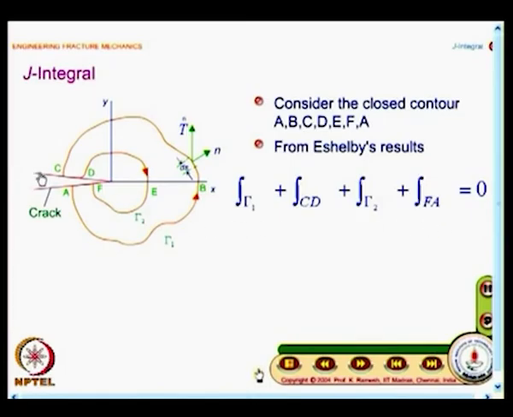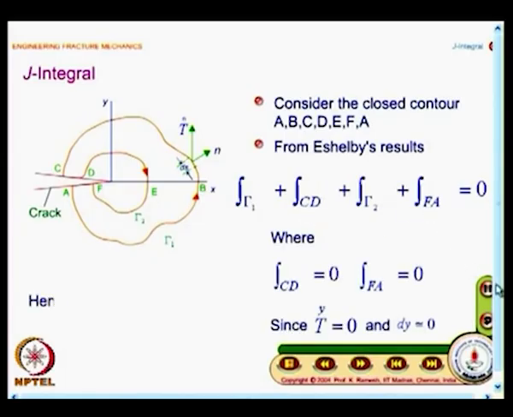For clarity, the crack is shown as a V type of shape. In reality, it is almost like a line. So, that means the dy term will be 0. And another aspect is this is a free surface. On a free surface, traction is 0. So, in essence, the integral CD and integral FA would go to 0.